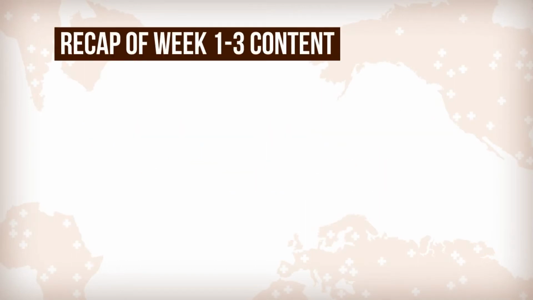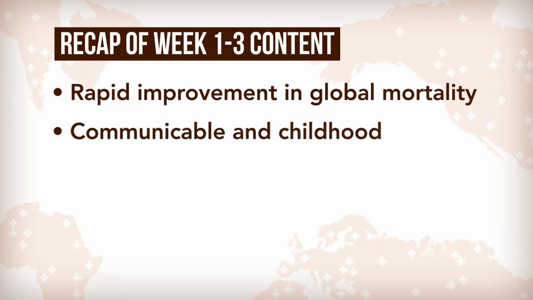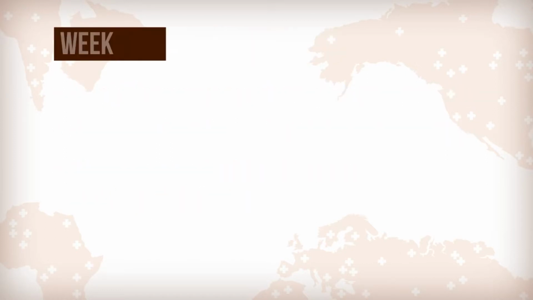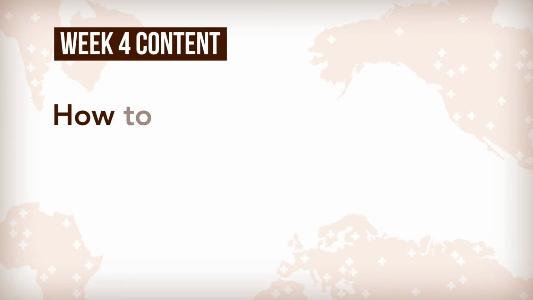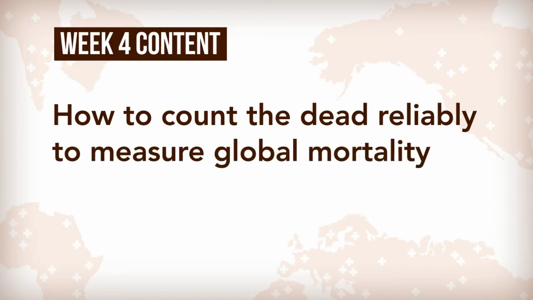Thus far, we have covered the rapid improvements in global mortality, particularly from communicable and childhood conditions. And we've also covered the emergence of non-communicable diseases and key risk factors such as smoking and binge alcohol. So in this week, we're going to focus on how to count the dead reliably so as to measure changes in global mortality. To do that, we're going to start back in history. So let's start by first covering a fatal outbreak of cholera in London about 200 years ago.